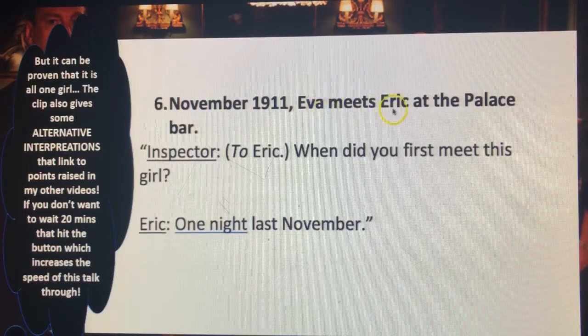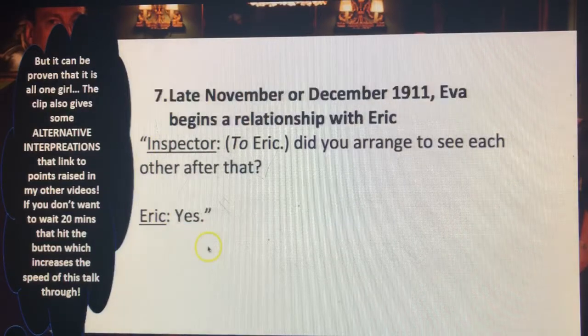He only knows about Eric's relationship with Eva and that he is the father of her child. So the inspector doesn't know all these dates in advance and therefore can't make sure that he has a plausible number of girls who would fit the timeline. Far from it, this must be the same girl. Then we have this bizarre courtship between Eric and Eva, which was late November or December 1911. Eva begins a relationship with Eric.